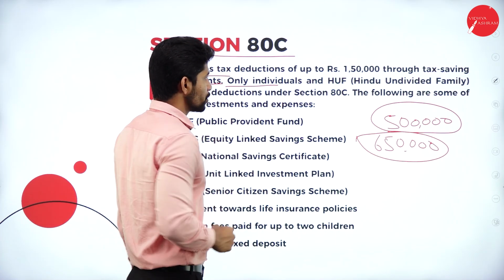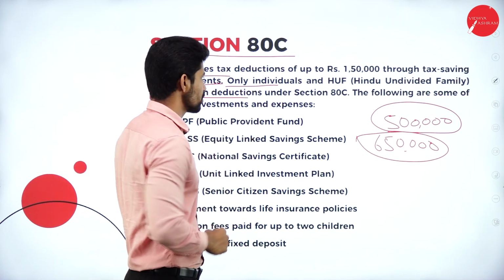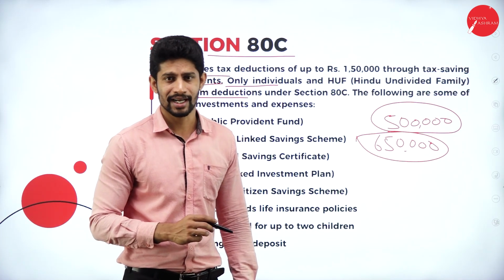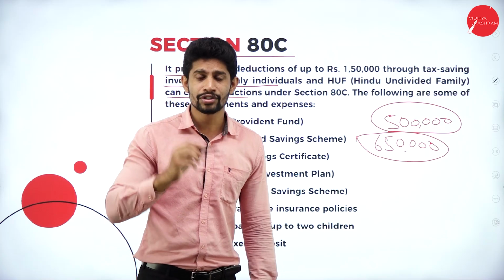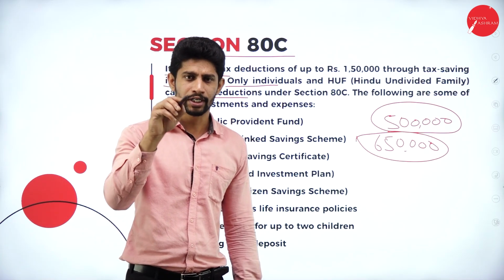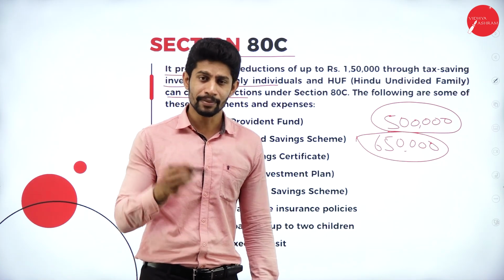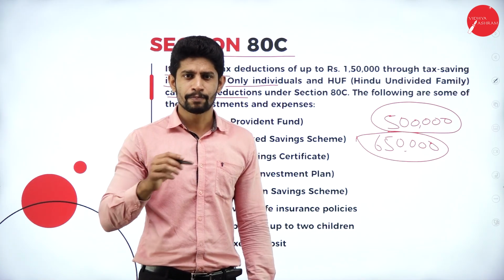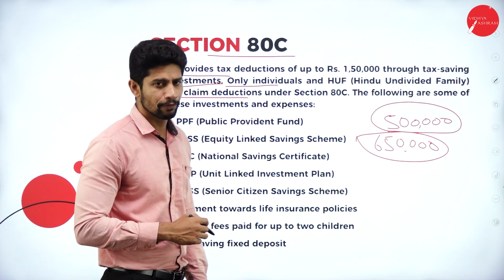Only individuals and HUF, that is Hindu undivided family, can claim deductions under this section 80C. Yes, as I said, this section 80C is applicable only to individuals and HUF. If you are an individual or a Hindu undivided family, you can claim particular investments under this section, and you can save an amount of up to rupees 1,50,000.